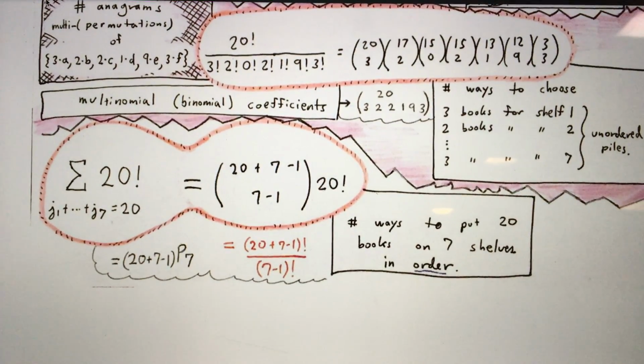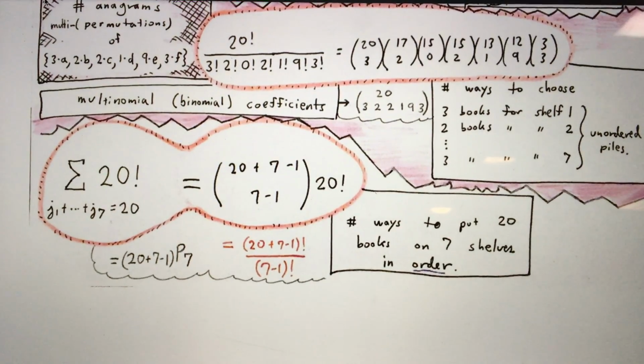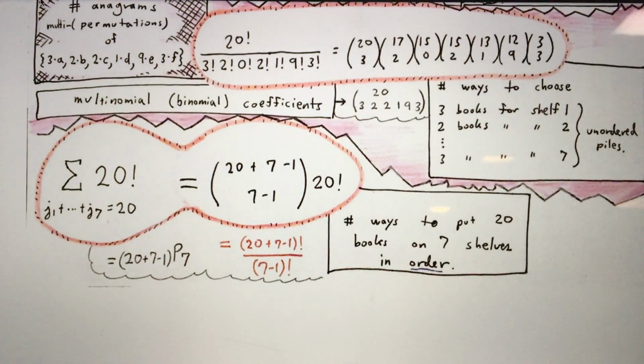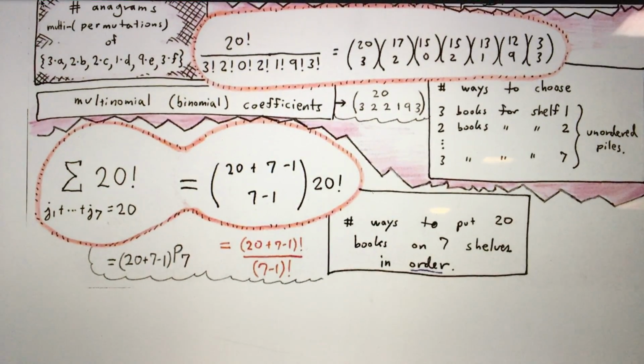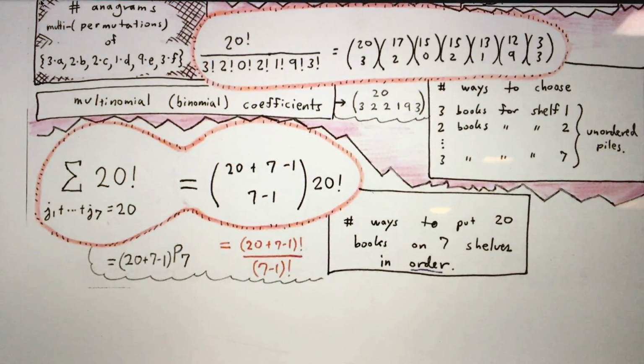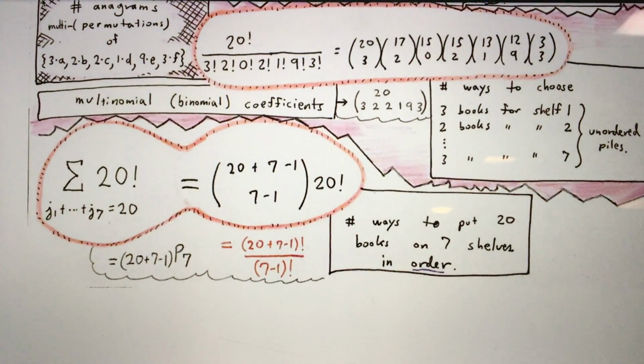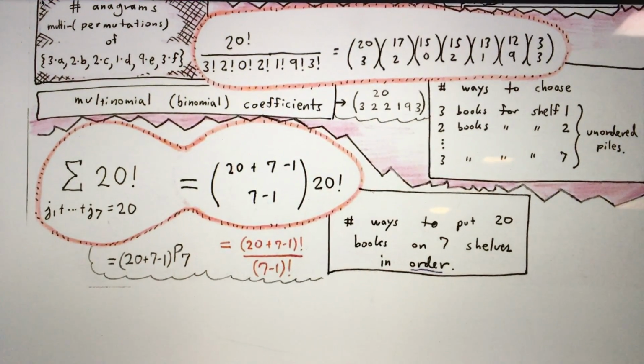Let's see. Oh, and then on the right, it's also the number of ways to choose exactly 3 books for shelf 1, 2 books for shelf 2, 3 books for shelf 7, and all those other numbers in between. There would be 9 books for shelf 6, and putting them all in unordered piles.